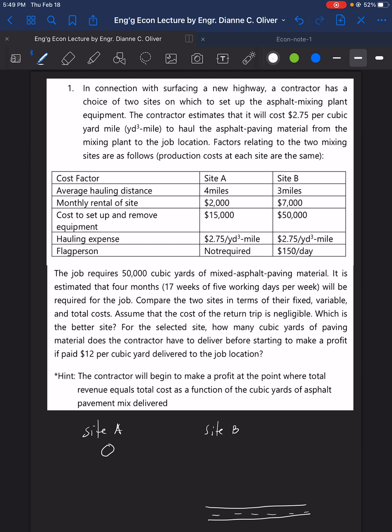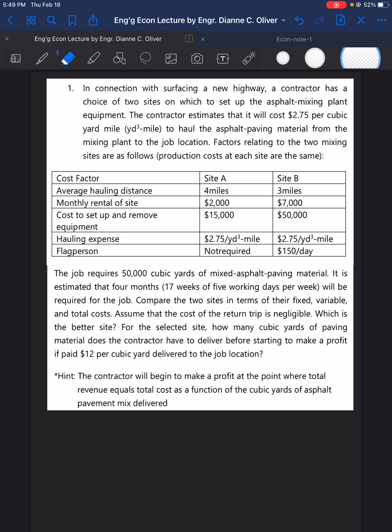Take note that he will choose between these 2 sites because this is where he will prepare the asphalt material that will be used in surfacing this new highway. If you are the engineer, which site is better for you, the nearer or the farther? Now let's consider the cost factor. We have here the average hauling distance given: 4 miles for site A, 3 miles for site B.